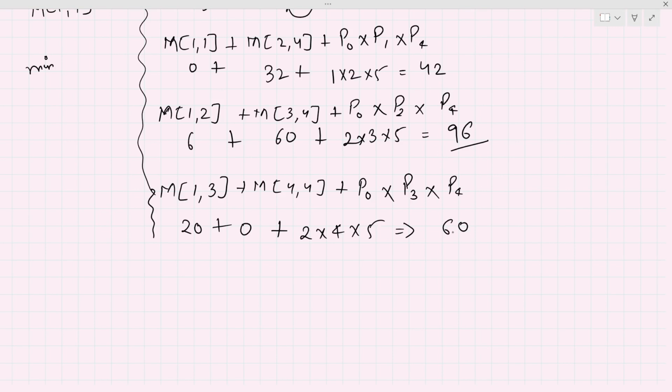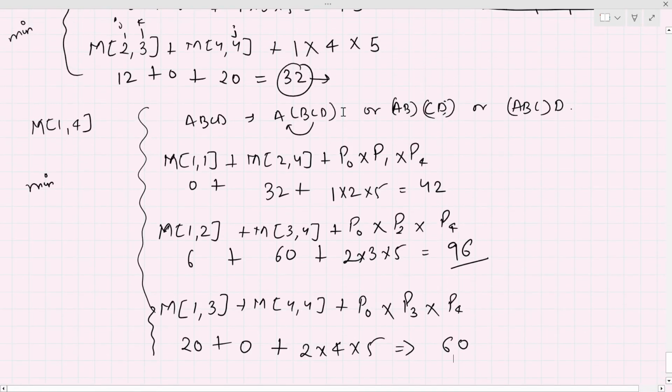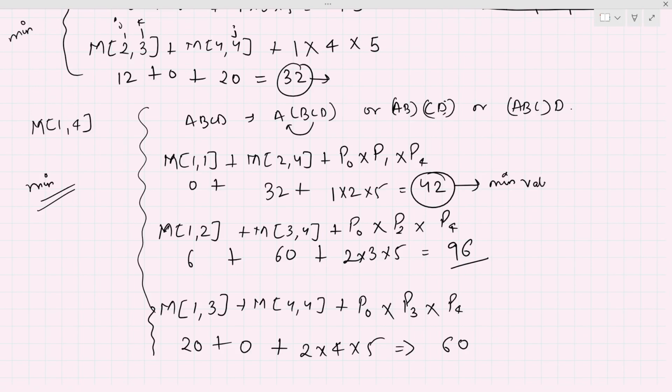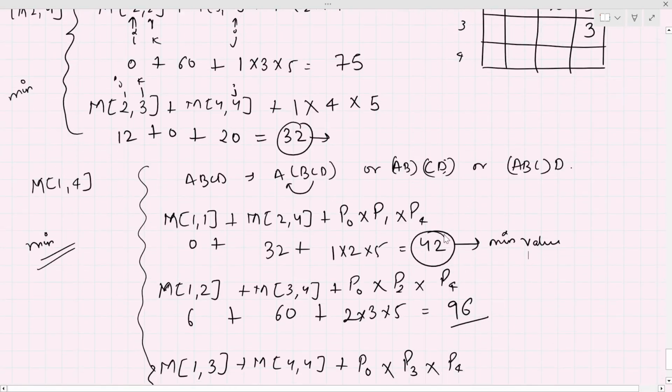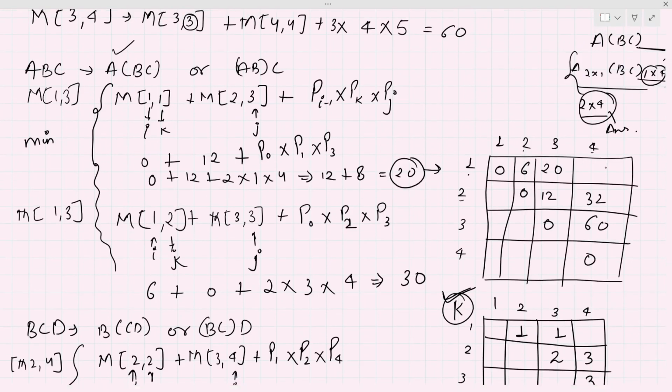So here you can see that we have to select the minimum. Remember this thing, we have to select the minimum. Whose minimum? 42 is the minimum value. So the value of 1 comma 4 is 42.